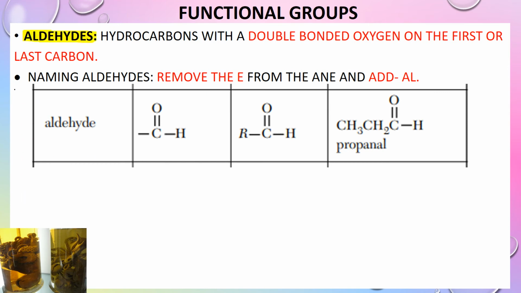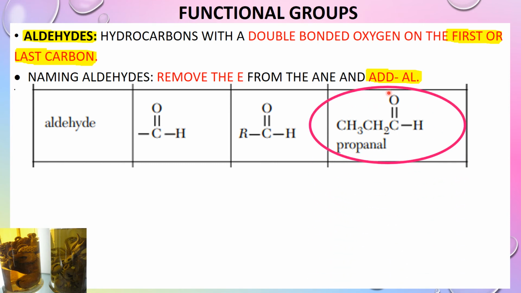Okay, an aldehyde is a hydrocarbon with a double bonded oxygen on the first or the last. So it's kind of like the opposite of a ketone, we'll say. It can't be on the central carbon, it has to be on the outside. Here we go. How do we know that it is an aldehyde? Easy, it's got an AL ending on the end. So if it's OL, it's an alcohol. If it ends in AL, it means it's an aldehyde.